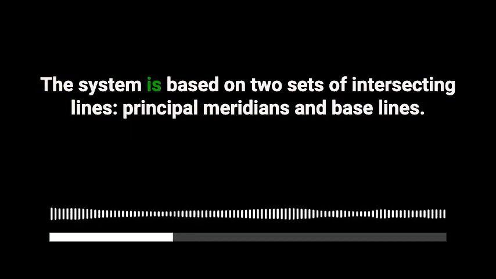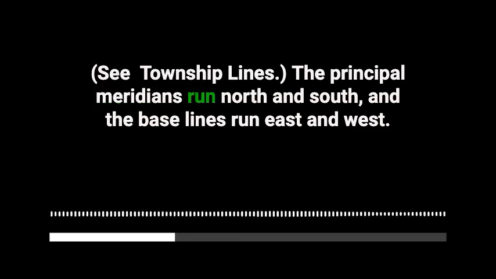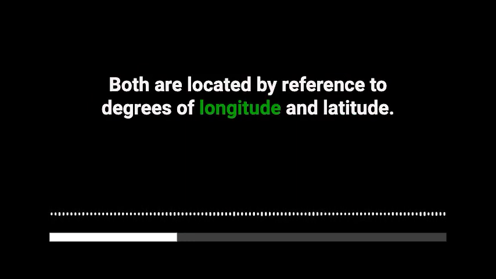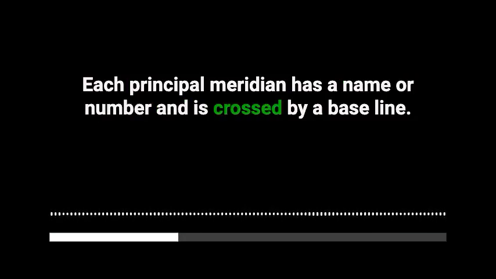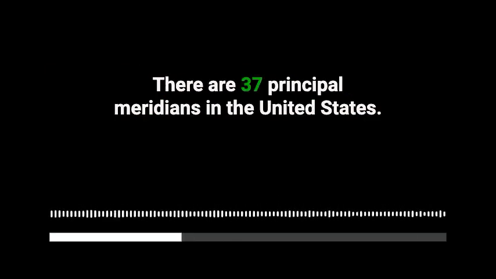located. The system is based on two sets of intersecting lines, principal meridians and baselines. The principal meridians run north and south, and the baselines run east and west. Both are located by reference to degrees of longitude and latitude. Each principal meridian has a name or number and is crossed by a baseline. Each principal meridian and its corresponding baseline are used to survey a definite area of land, indicated on the map by boundary lines. There are 37 principal meridians in the United States.